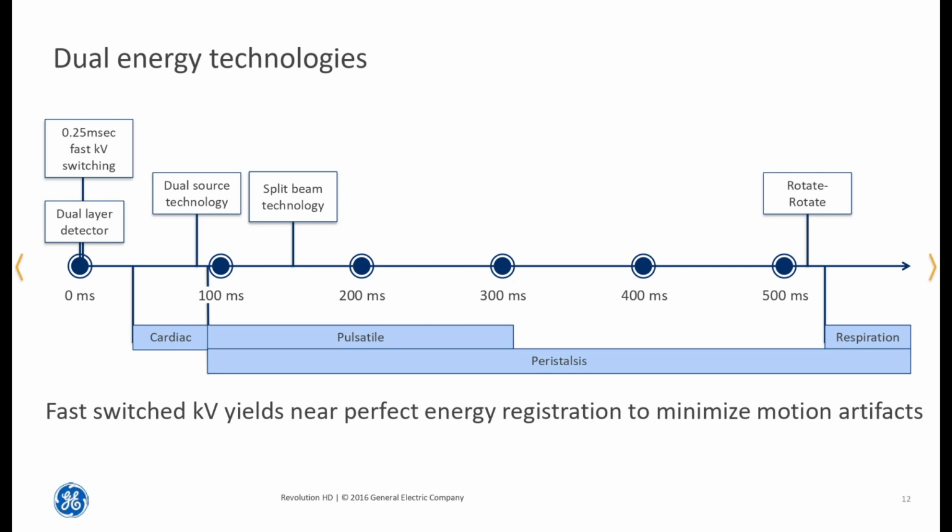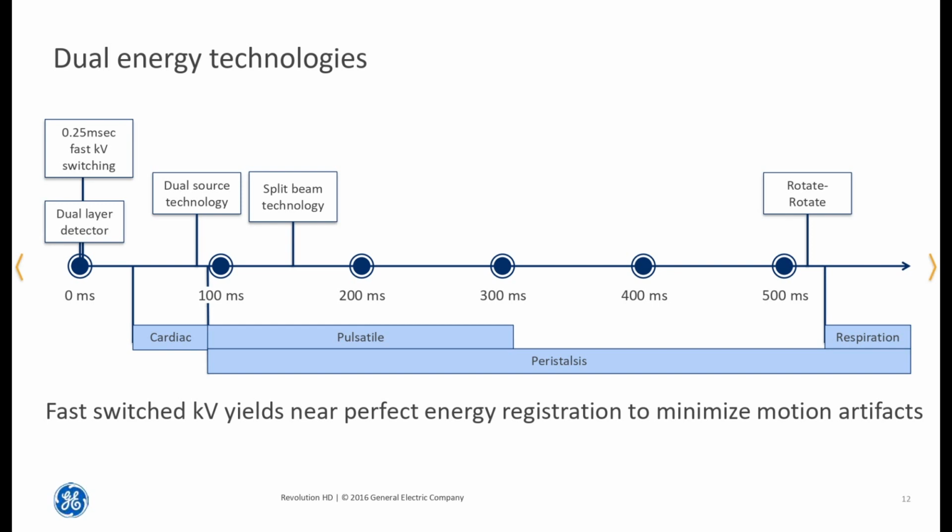Whereas when you go to fast KV switching or a dual layer, you have almost 0 millisecond difference, or 0.25 millisecond difference. Your anatomy is the same, it's not changed much. So you will be able to measure the attenuation of that moving anatomy better using either dual layer or fast KV switching. So how do we do the fast KV switching?